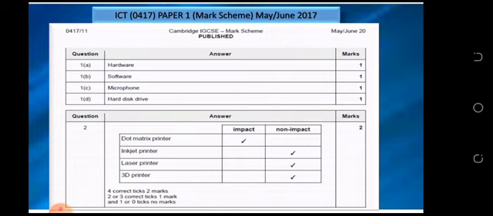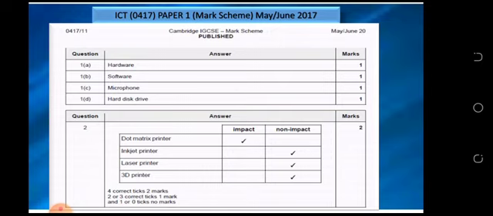Then 1D, which is the last question here. Hard disk drive is the answer to this question. So 1 mark is also assigned to this question. So if a student is able to answer all the questions correctly, that student will get 4 marks completely. Now let us look at the second question.